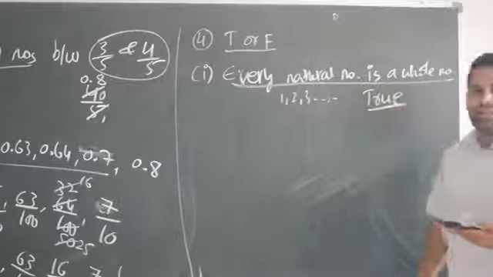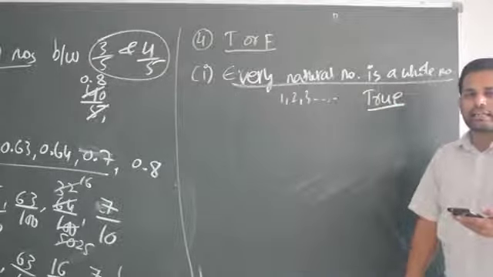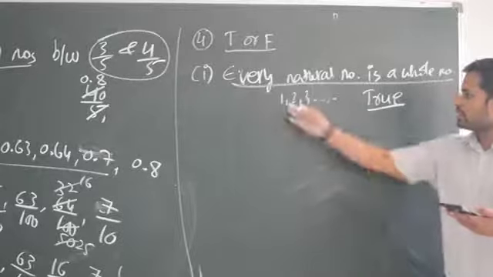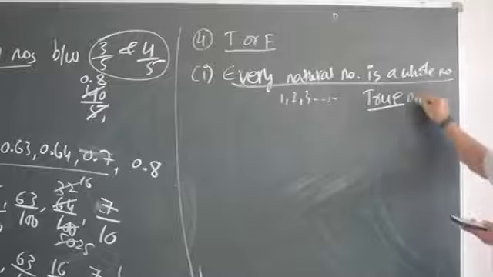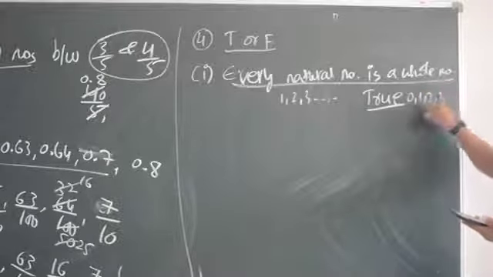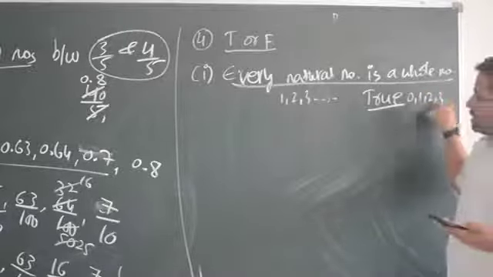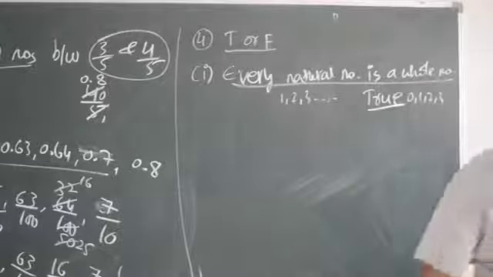Yes or no? All the natural numbers fall under the category of whole numbers. All the natural numbers 1, 2, 3 come under whole numbers. Whole numbers means 0, 1, 2, 3. See here, all the natural numbers are falling under whole numbers. So that's why this statement becomes true.